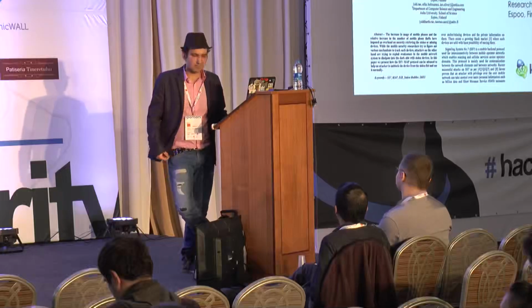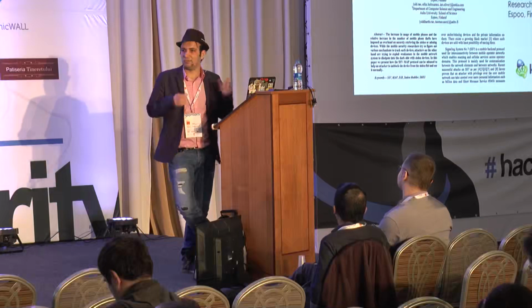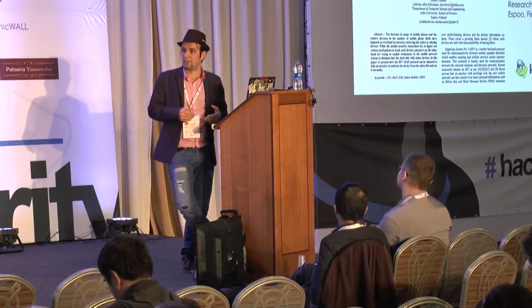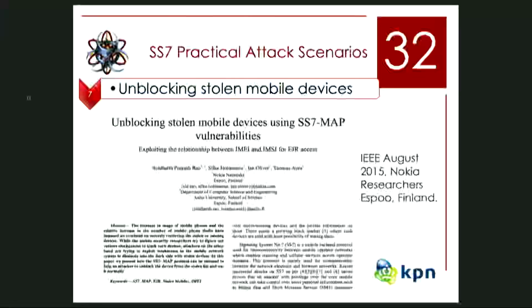Recently, Nokia researchers discovered that it is possible to unblock stolen cell phones by exploiting a trust relationship between IMEI and IMSI for equipment identity register access. It is not applicable for all the GSM providers, but for instance, some of the GSM providers ban some of the stolen phones by looking into their IMSI number, and it's not possible to use the phone for this particular GSM provider, and it has to be done by the GSM provider.